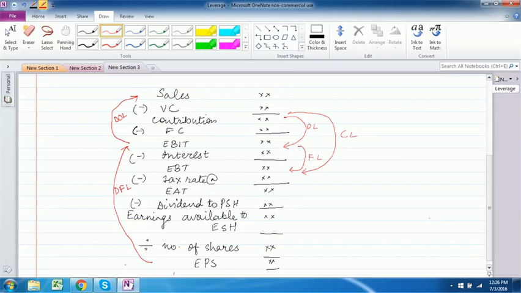Coming to your formula of degree of combined leverage: percentage change in EPS divided by percentage change in sales is your formula for degree of combined leverage.